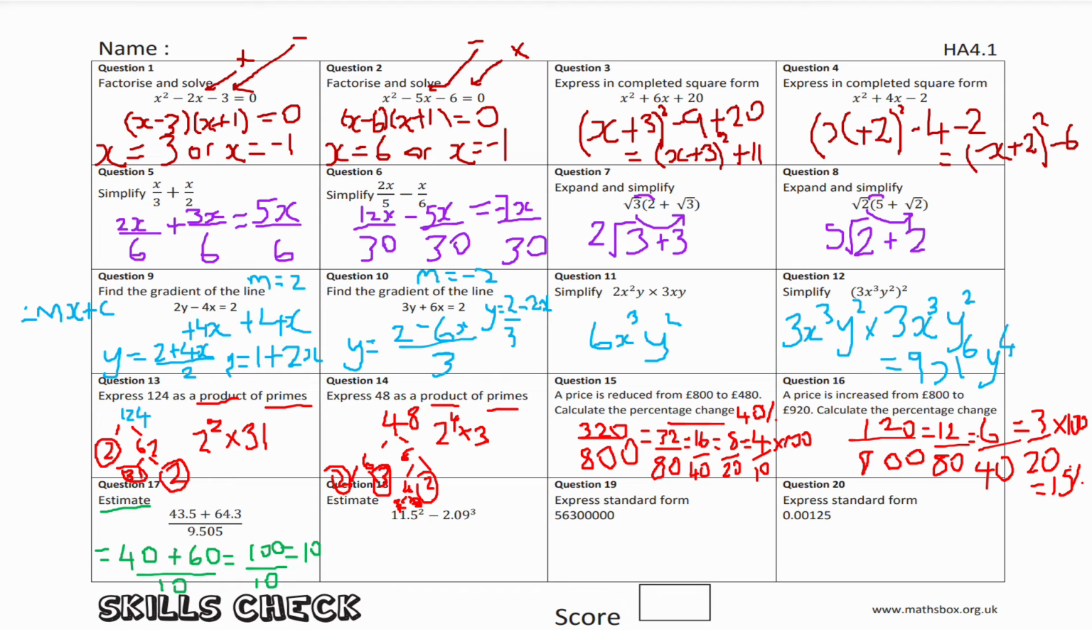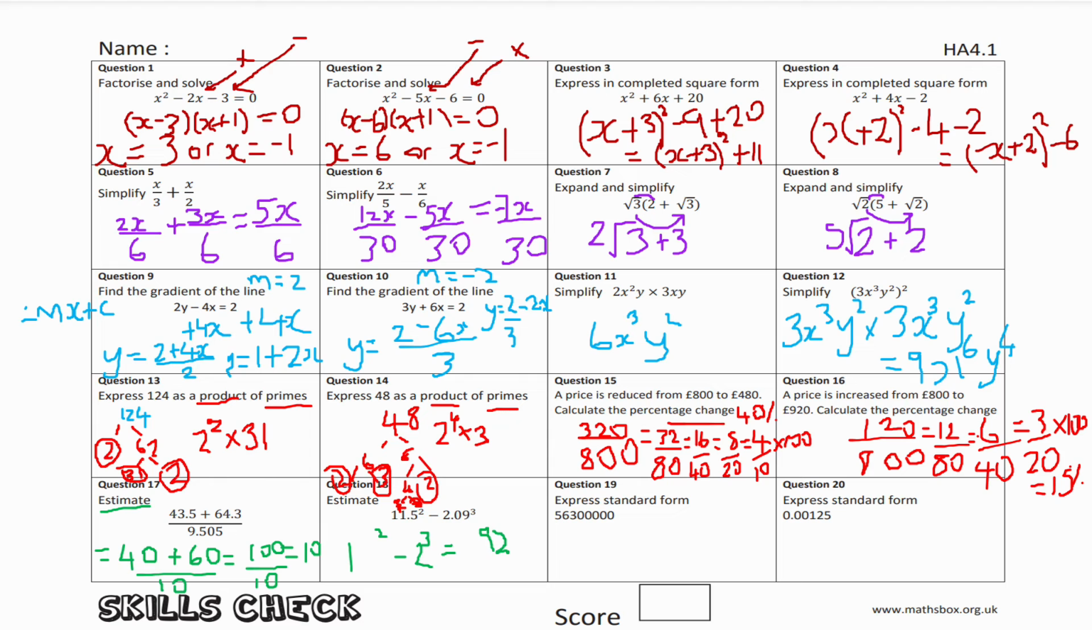This is question number 18. Estimate 11.5 squared minus 2.09 cubed. So estimation, so round each number to one significant figure. So 11.5 goes to 10. 10 squared subtract 2 cubed. 10 squared is 100. 2 cubed is 8. 100 minus 8 is 92. So the answer for that is 92.